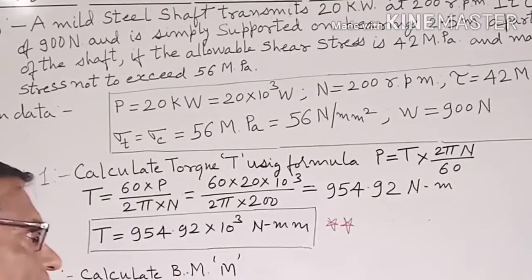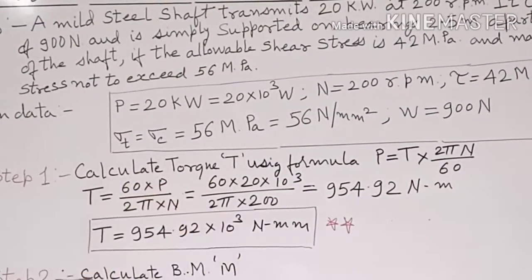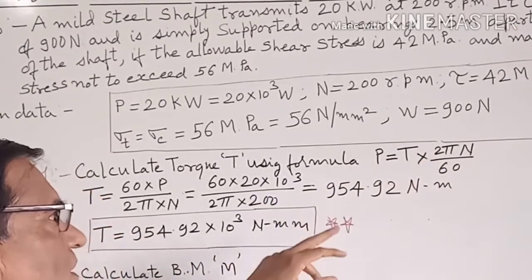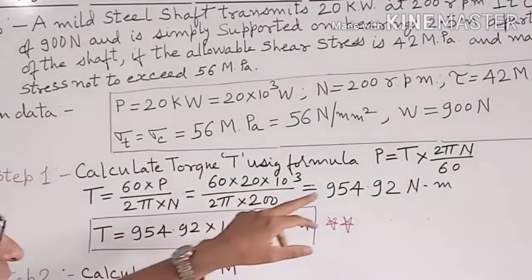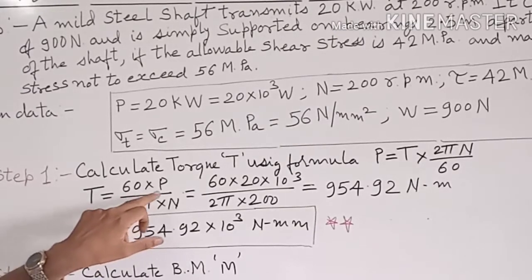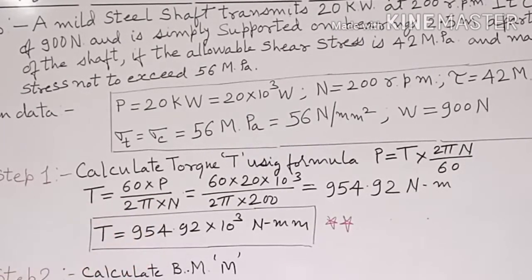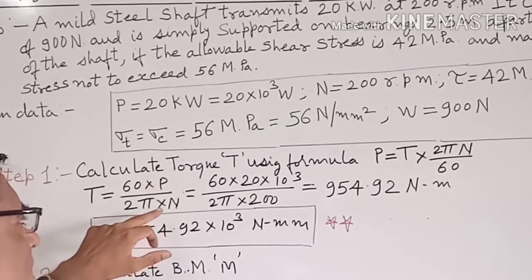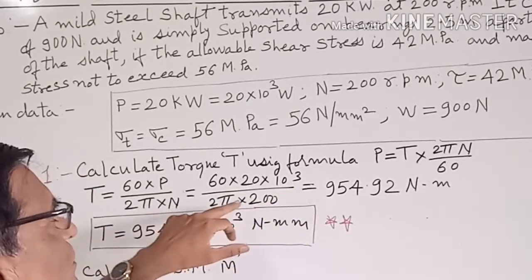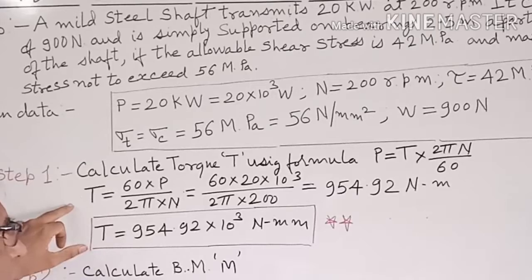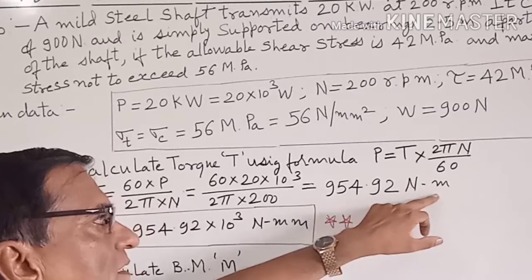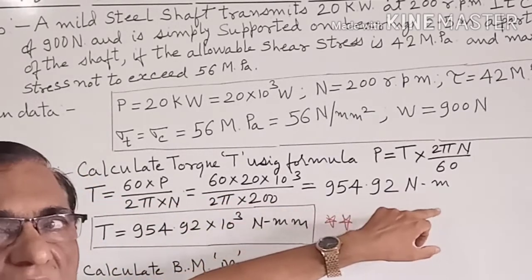Now the first step, calculation of the torque using the formula P is equal to torque into omega, that is 2 pi n upon 60. Transposing the values we will have this equation T is equal to 60 into P upon 2 pi n. Now putting the value of power, 20 into 10 raised to 3, and n equal to 200, the value of torque comes out to be 954.92 Newton meter.